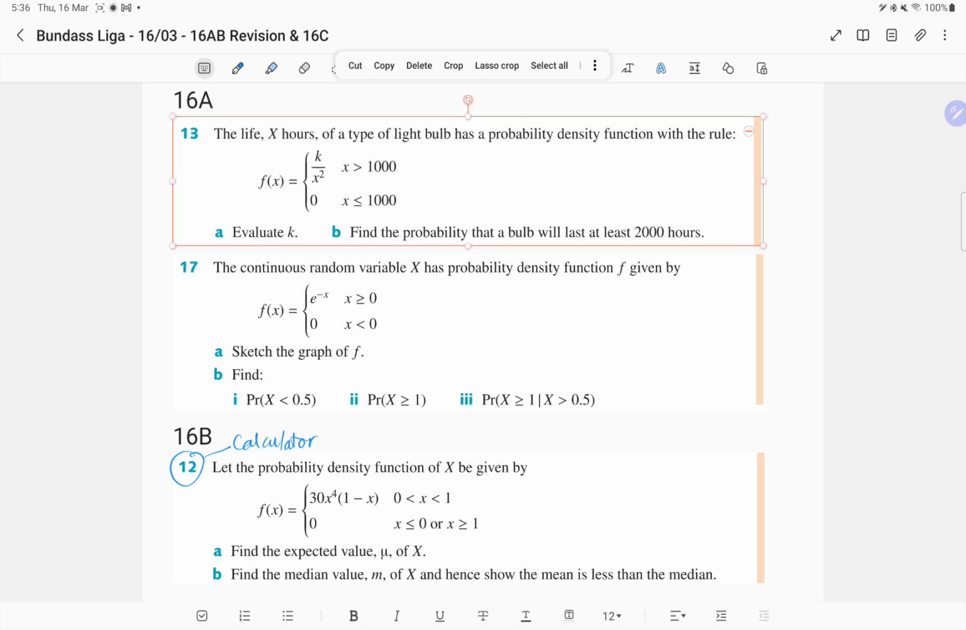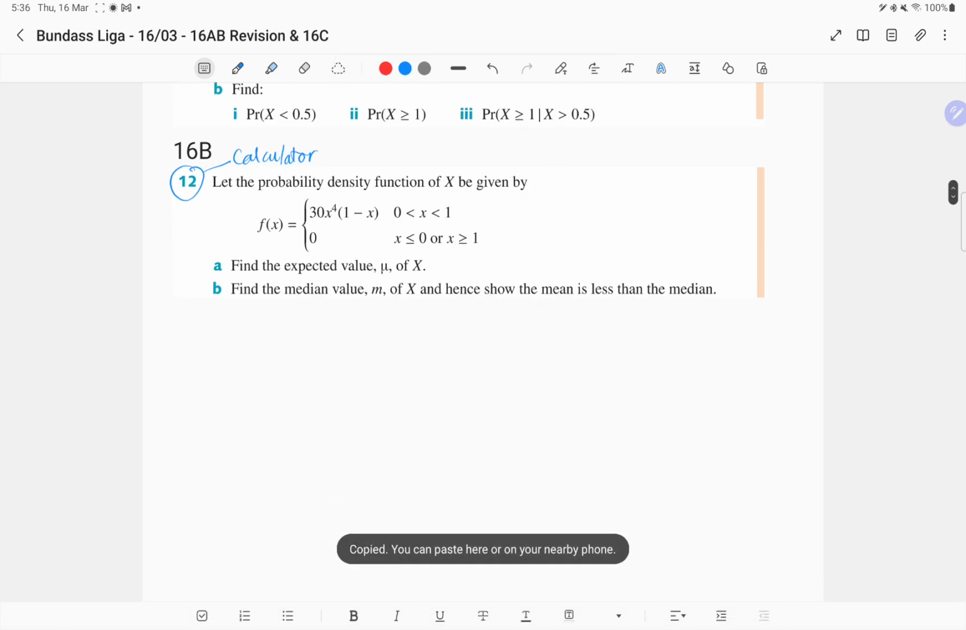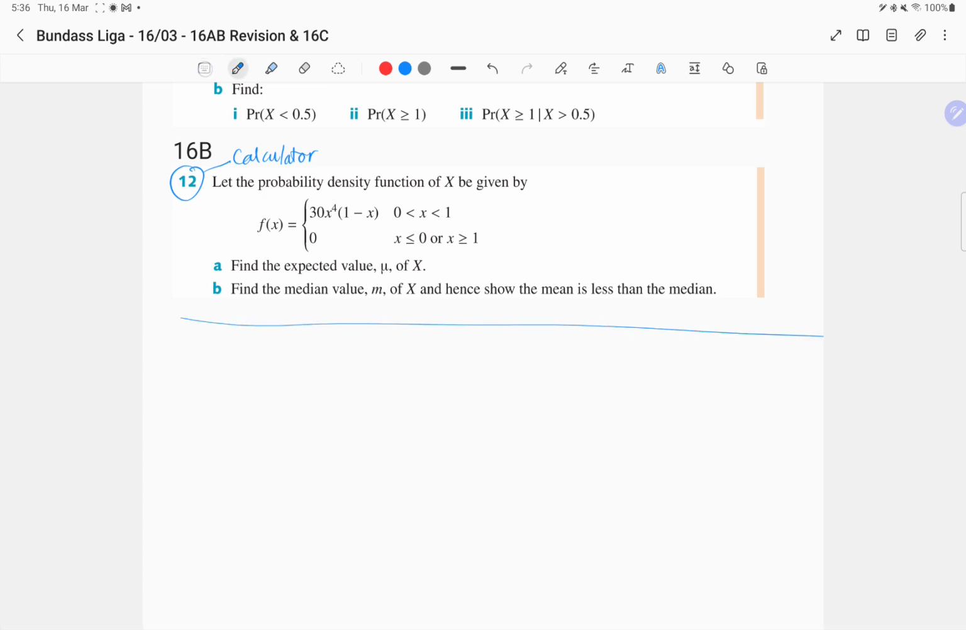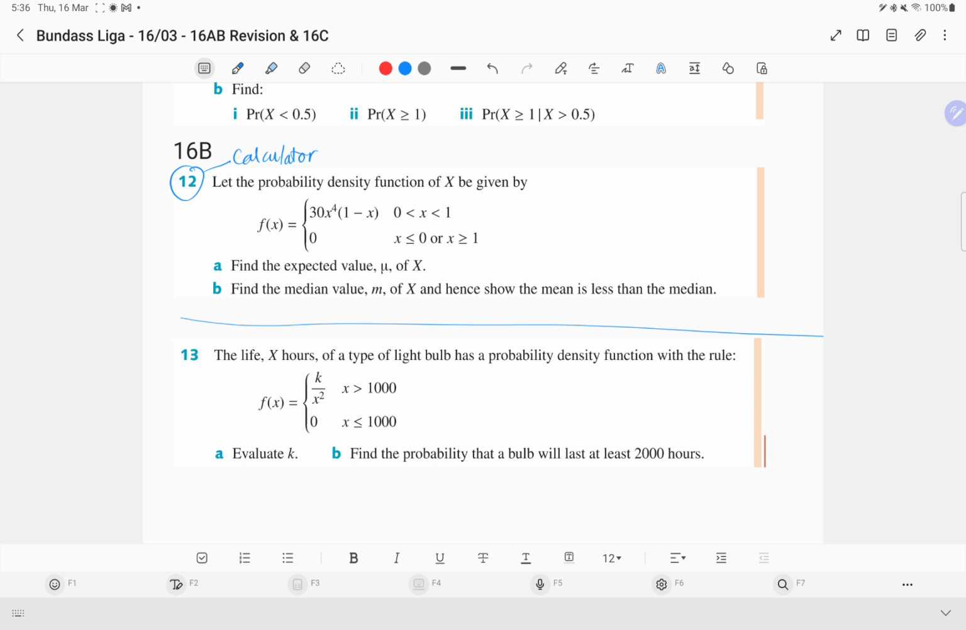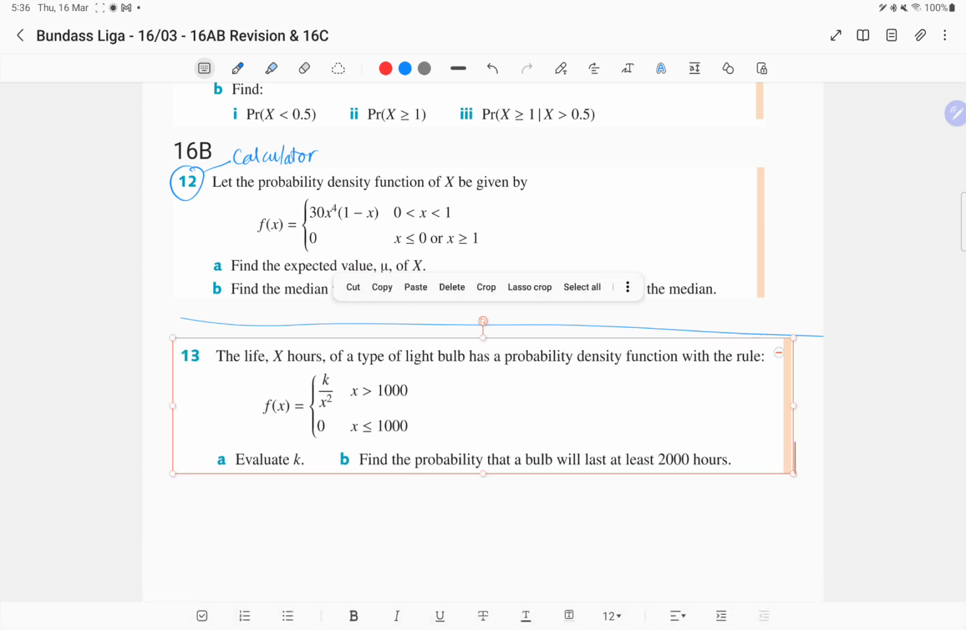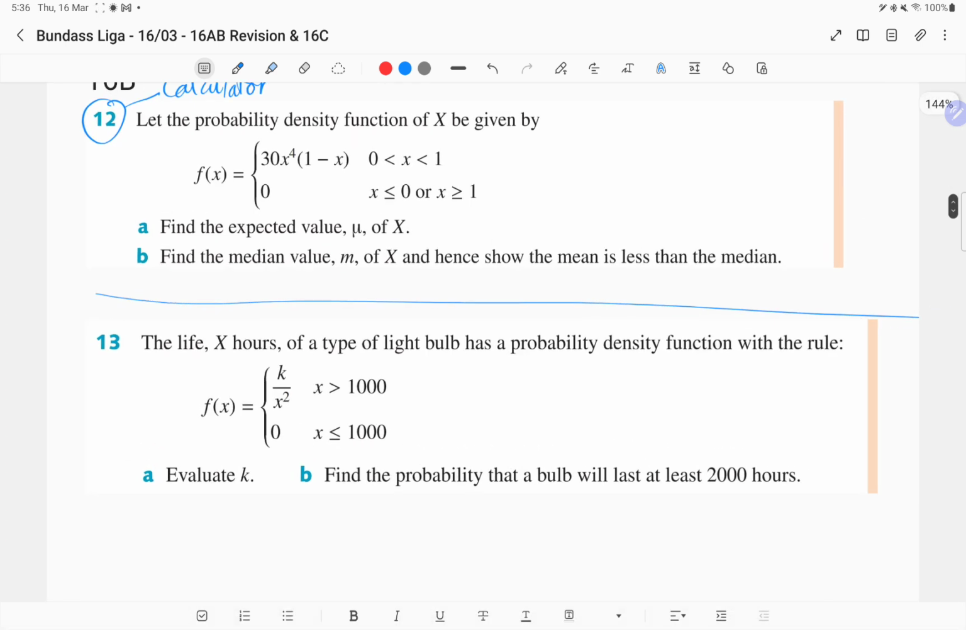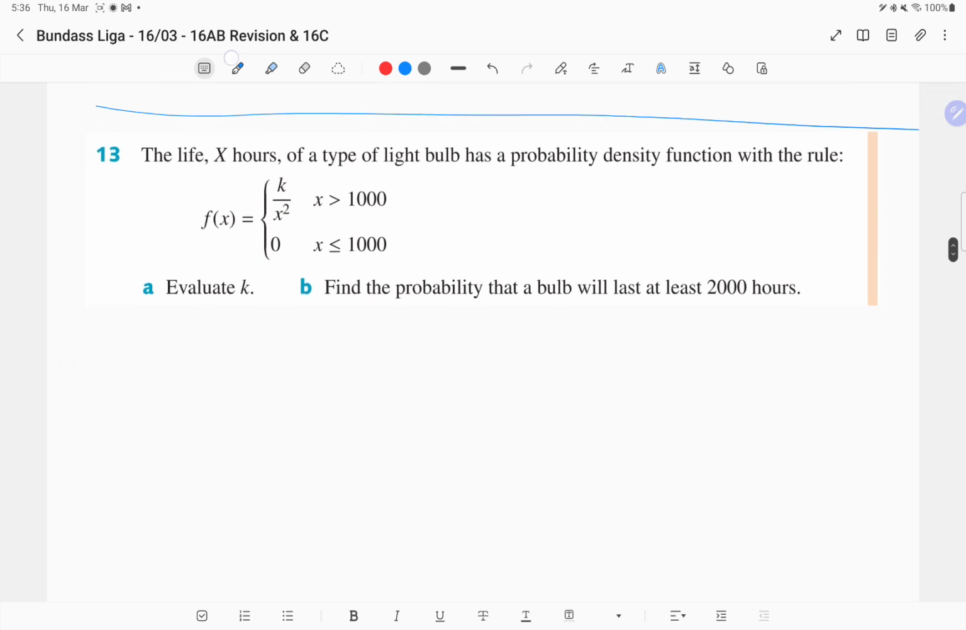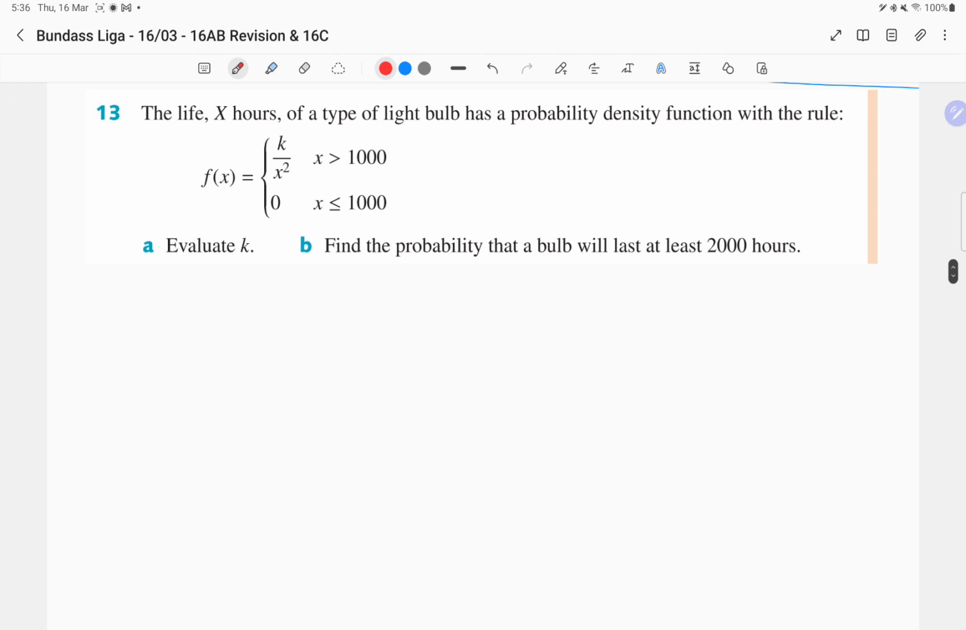All right, so first question, 16A, question 13. Okay, let me draw a line here. So once you guys have done these questions, I picked the ones that are actually not too difficult if you know what to do. So have a look, question 13. The life of a type of light bulb has these ones, and evaluate K. So what does it mean by evaluate K? Sorry? Find K. It is to find K, correct?